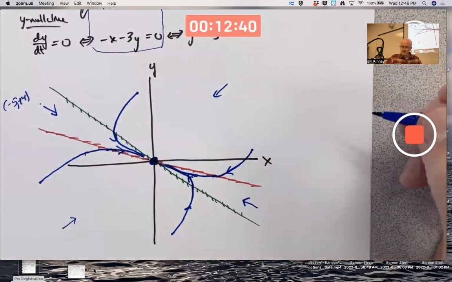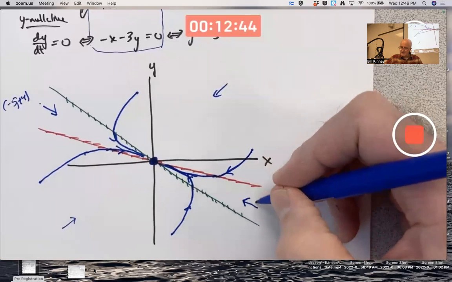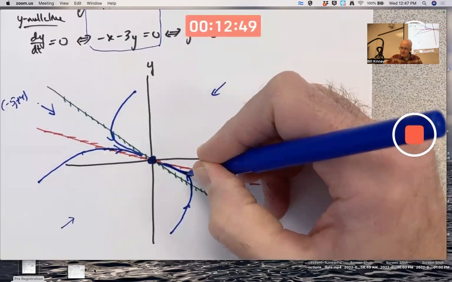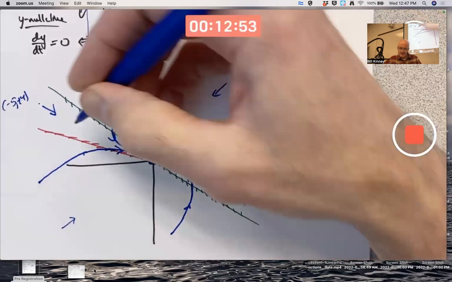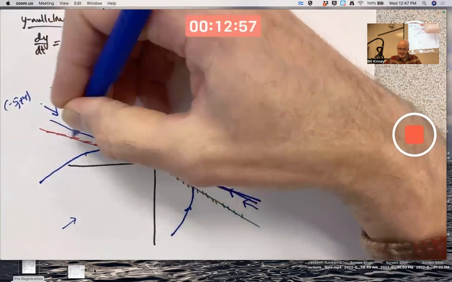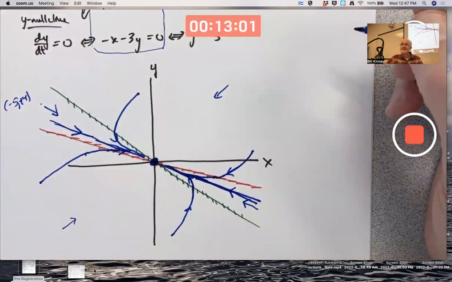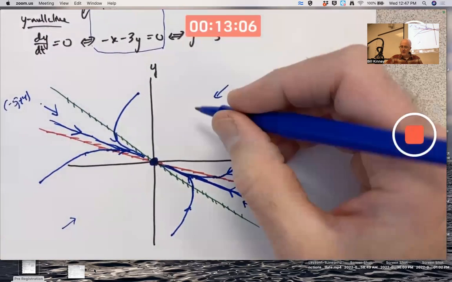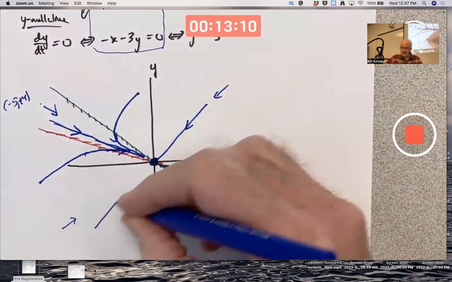I hope it seems reasonable that maybe over here there's a solution that heads straight toward the origin. That's supposed to be a straight line there. And over here, there's a solution that heads straight toward the origin. I hope that seems somewhat reasonable that that might be the case. It's called a straight line solution, and it will exist. And over here, there's also going to be a straight line solution that heads straight toward the origin, about like this and about like that.